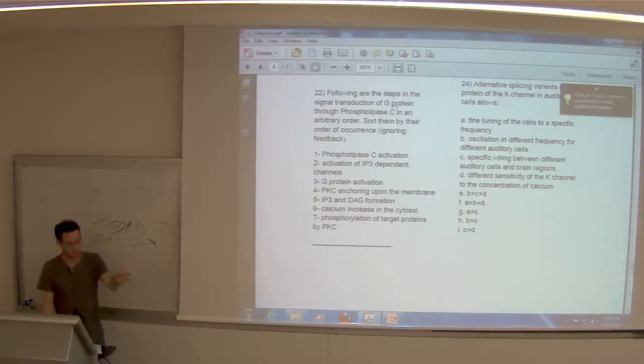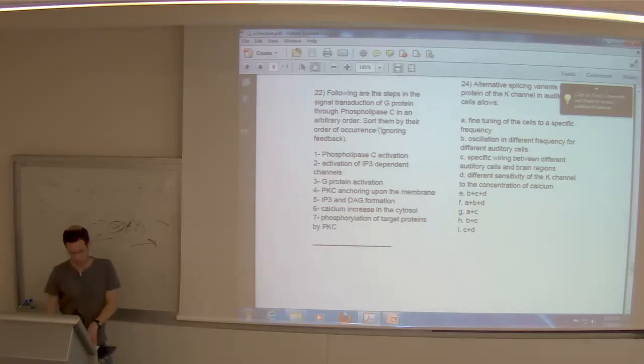Okay, let's move on. Following the phototransduction, the steps of G protein signaling are listed in an arbitrary order. Sort them by their order of occurrence according to the sequence. If anyone has the correct order, anyone has it? I think he has it. What's the correct order of occurrence? Let's read it one time in the correct order of occurrence, how everything starts in the phospholipase cascade.